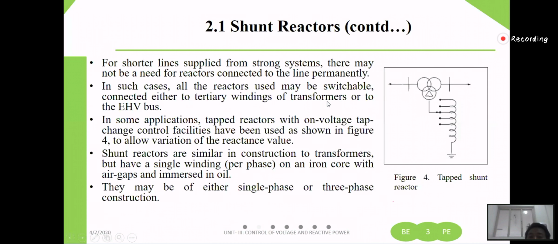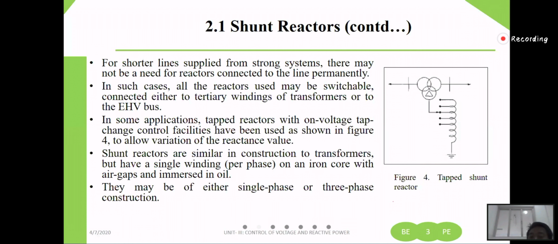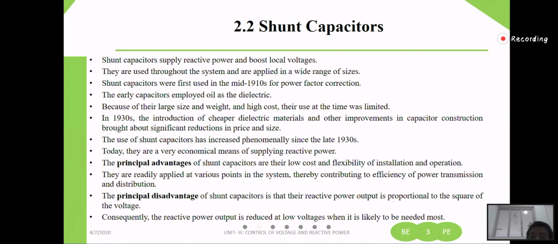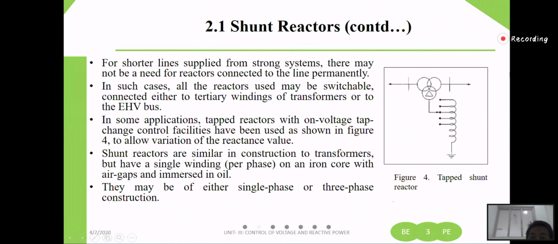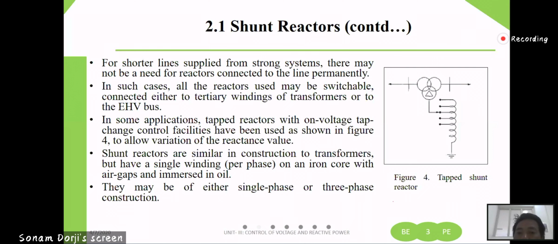Tomorrow we'll see the shunt capacitor, and in that we'll see the differences between shunt reactors and shunt capacitors. But before that, I will ask one question. Tomorrow when you come for the next class, try to see what will happen to the active power if the reactive power is 0. Okay, that's all for today.